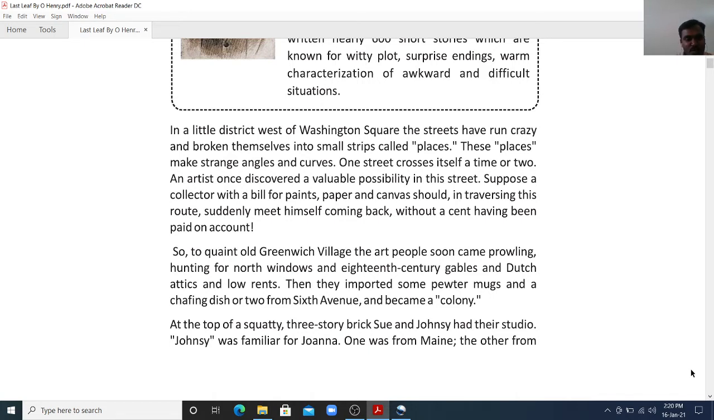At the top of a squatty three-story brick house, Sue and Johnsy had their studio. So we are introduced to two characters, Sue and Johnsy. So they had a studio. Johnsy was familiar for Joanna. So Johnsy was known for Joanna.